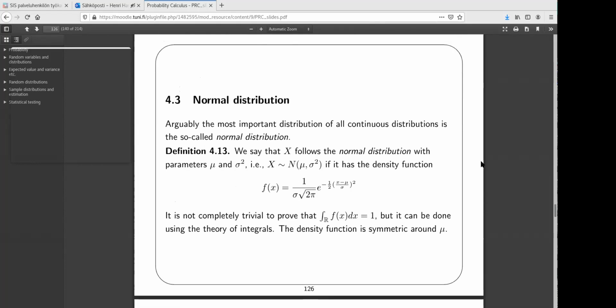Now we'll talk about what is arguably the most important distribution among all the continuous distributions, and we call it the normal distribution. The normal distribution has two parameters, mu and sigma squared. Basically, it's fully characterized when we know three things: it's a normal distribution, and we know its expected value, and we know its variance.